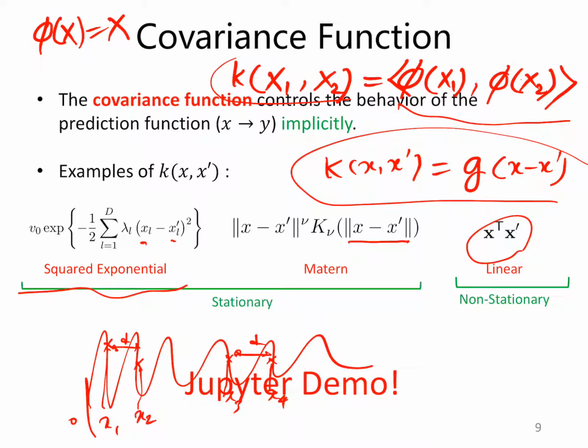Okay. So you see that this is the behavior of my function. So this was my training data, right? And wherever I have training data, I have a lower variance, right? But as I go further away from my points, the variance increases because I haven't observed anything. So I have big variance about the locations that I haven't observed.